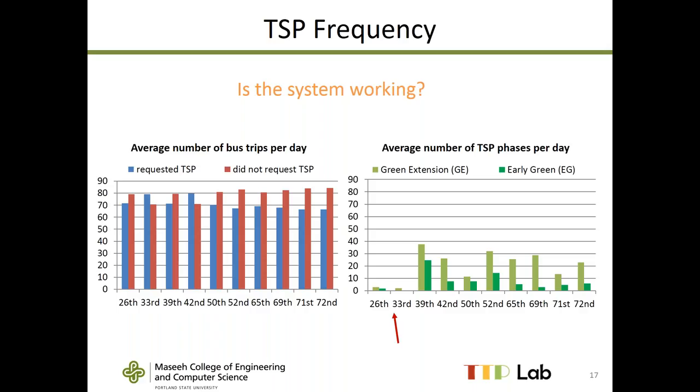Though when you look at the actual number of TSP phases that were granted by the system, you see that there is a big difference. Here again, we have the same intersections from 26th to 72nd, and we can see that for the study period, the number of actual phases granted was very low at 26th and 33rd. Later, talking to staff at the city, there was a problem at 33rd and the system was not working properly. So just looking at the frequency of requests and the frequency of phases granted lets you do a first analysis of whether there is an intersection where the TSP system is not working properly.